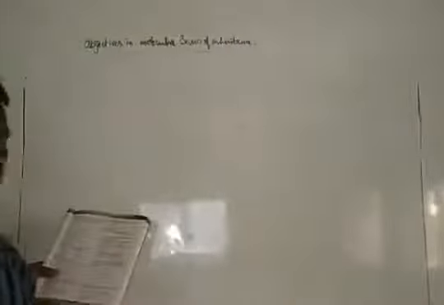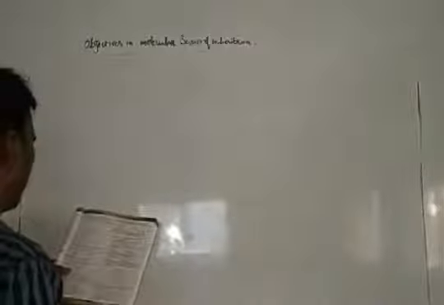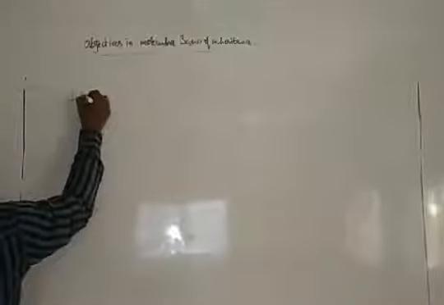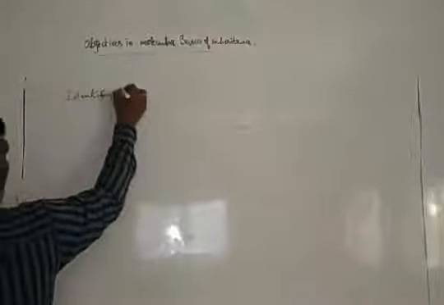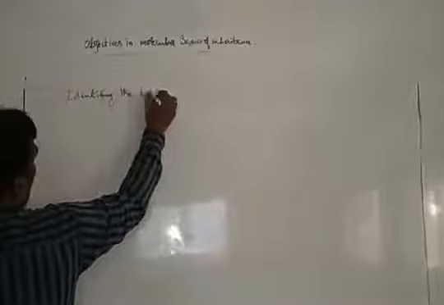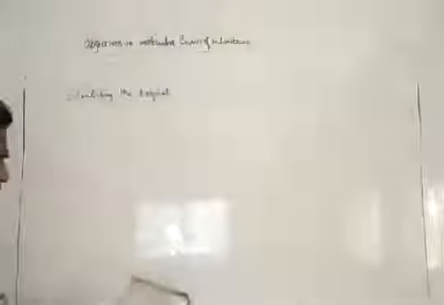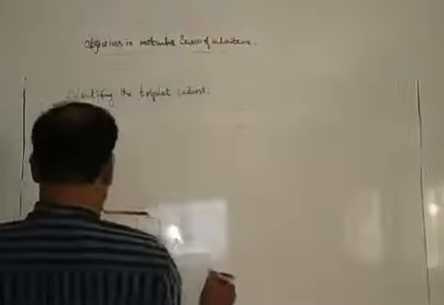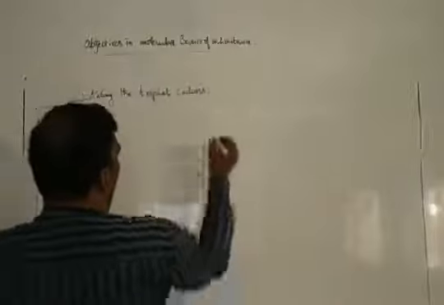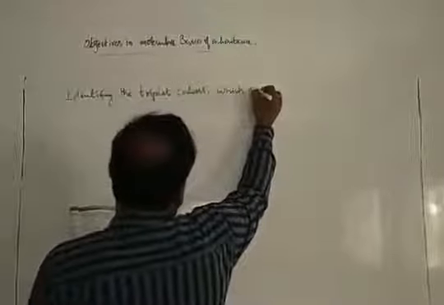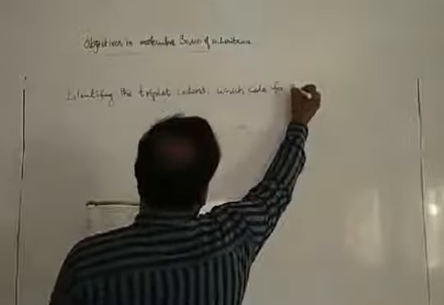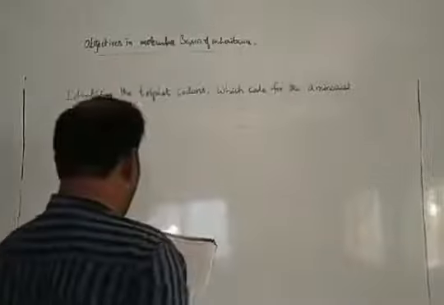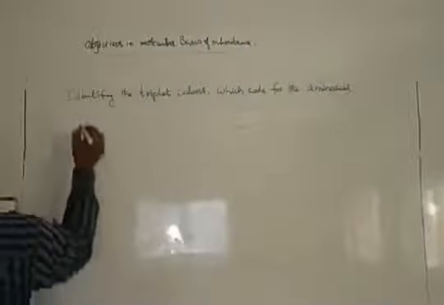Identify the triplet codons which code for the amino acid serine and proline.